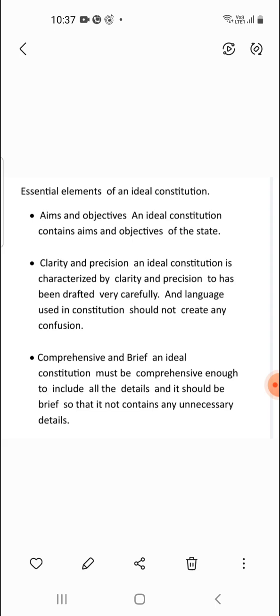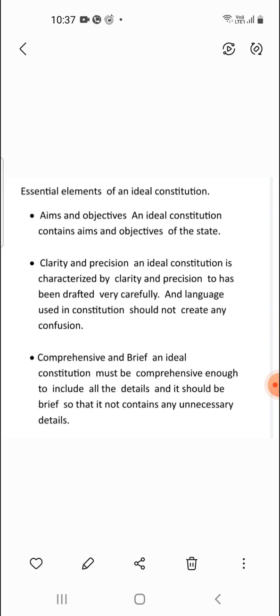Then next point, the method of amendment. As you all know, in the flexible and rigid constitutions, we have already learned how the amendment procedure works. In the rigid, we need a special method for the amendment. In flexible, we don't need any kind of special provision. It is just passed as an ordinary law.